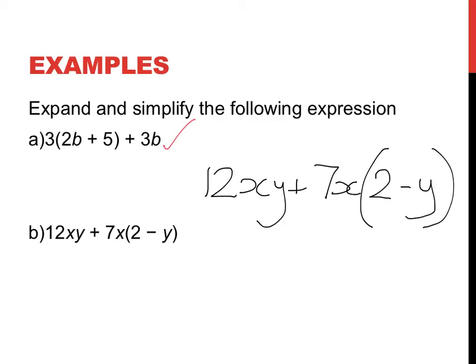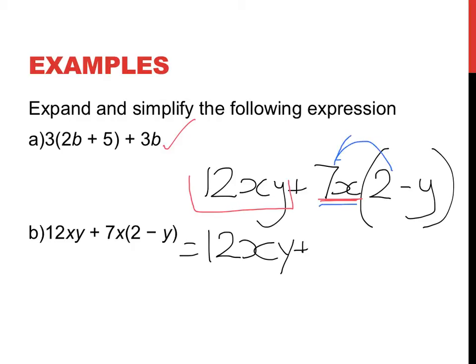Now, it's really important. Those brackets don't include this 12xy. It's just what's directly next to it, which is the 7x. So the 12xy stays the same. So I'm going to write that in there. 12xy plus, that stays the same. Then it is positive 7x multiplied by 2, and then 7x multiplied by negative y.